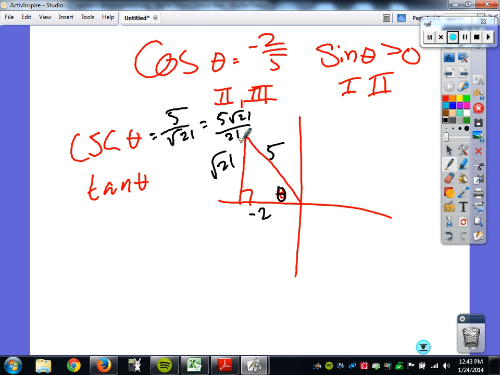Onward. Tangent. Tangent, remember, is opposite over adjacent. So that would be root 21 over negative 2. Basically, as soon as you get the triangle, just make sure you rationalize your denominators as such, right? Does that make sense to everybody?